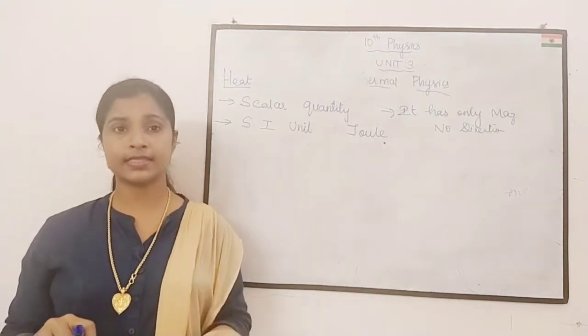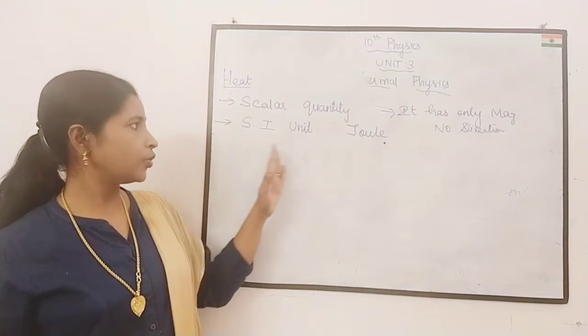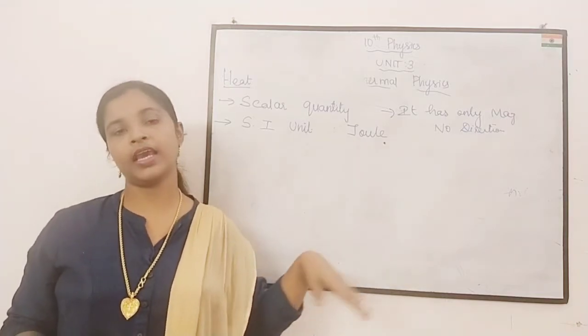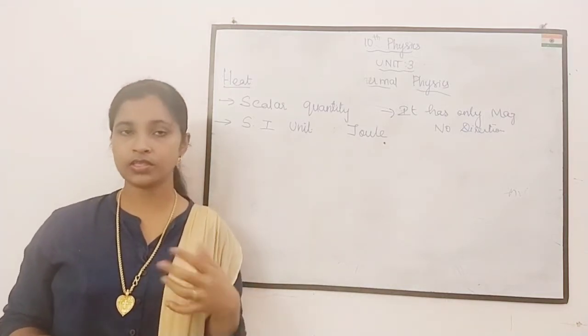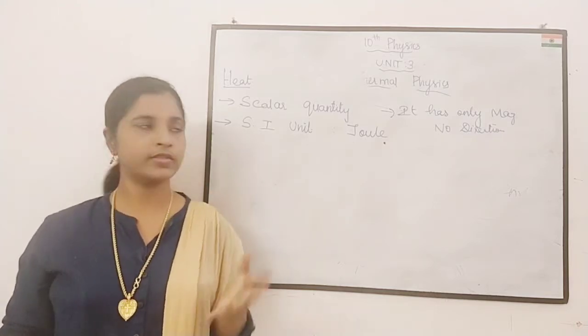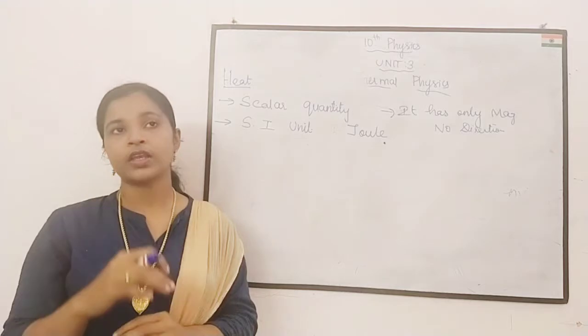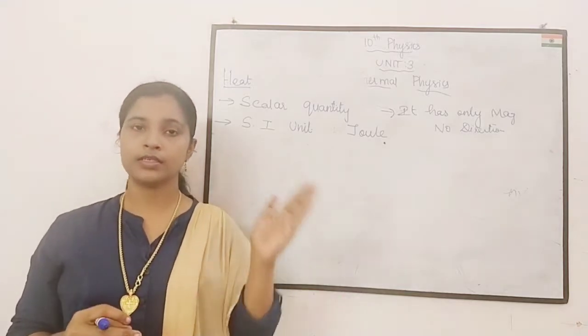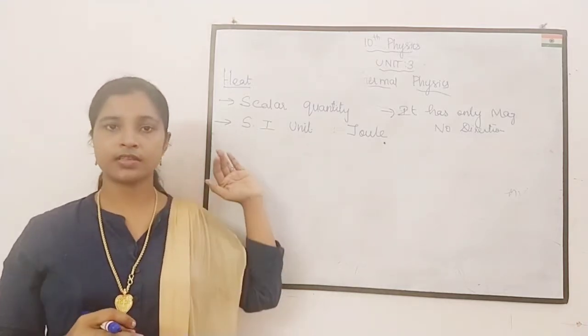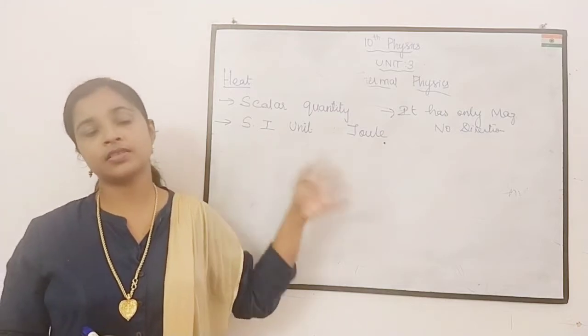Then what is the SI unit of heat? The SI unit of heat is joule, because it is a form of energy. What is the unit of energy? It is joule. Similarly, the SI unit of heat is joule. So now you know what is meant by thermal energy, what is heating, what quantity it is, and what unit it has.